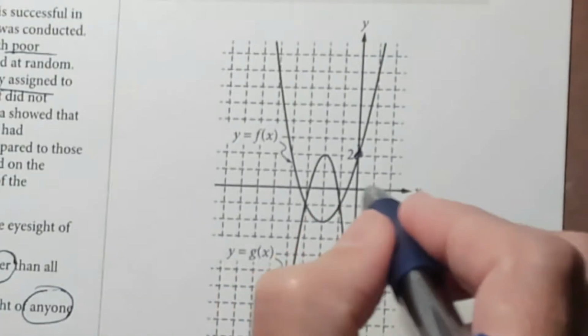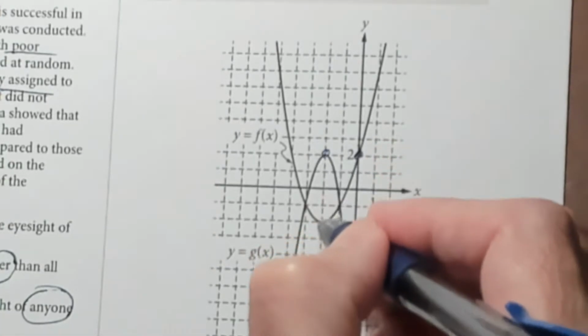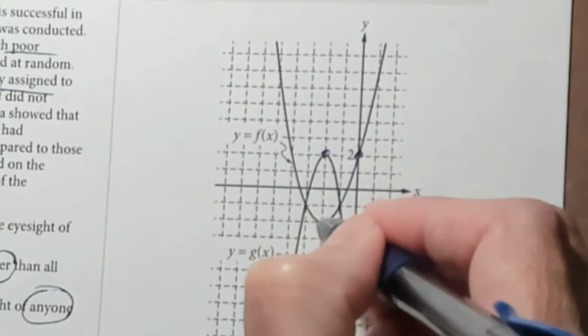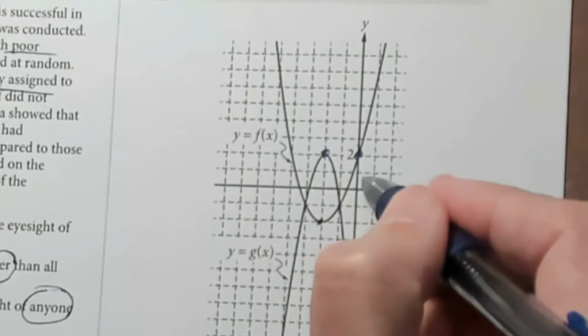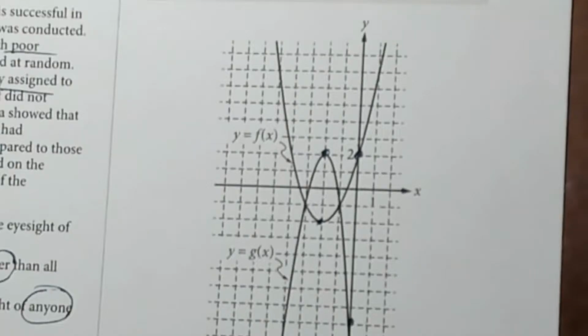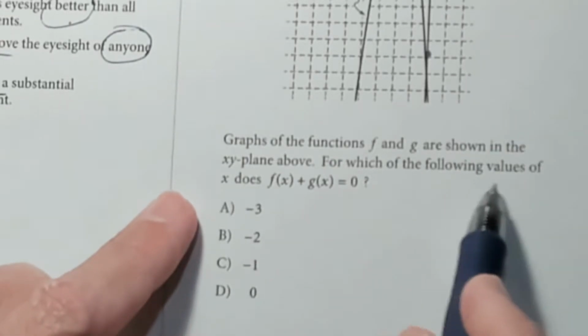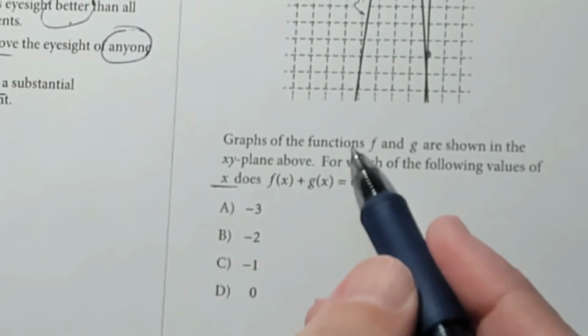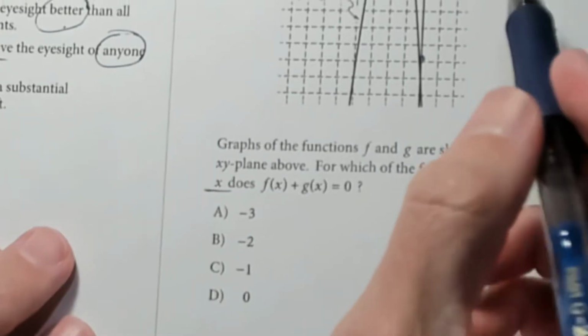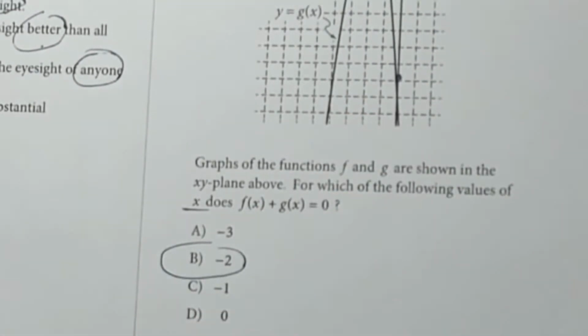No. 0 means your x is going to be 0 here. So where do we add it? Well, I can tell right here. There it is. You have a positive 2 on this g of x graph. I have a negative 2 on the f of x graph. So which value of x are we looking at? What is the x value here? You go negative 2. x is negative 2. The answer is letter B.